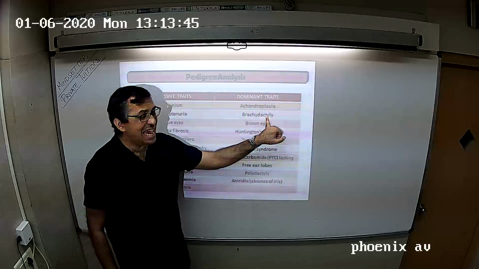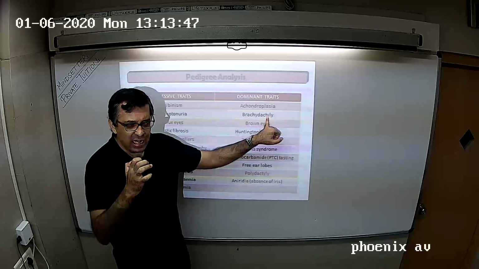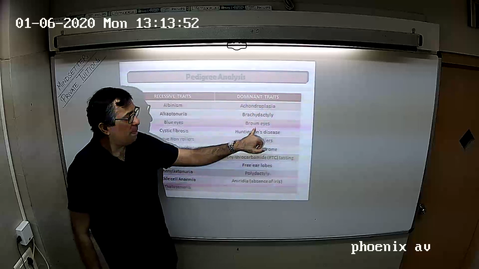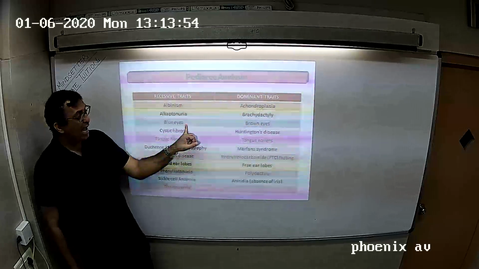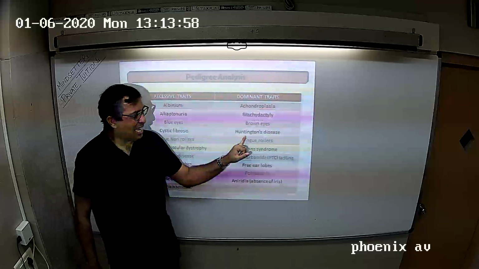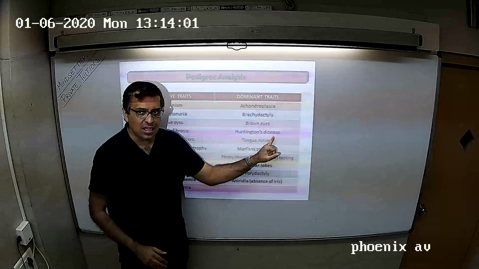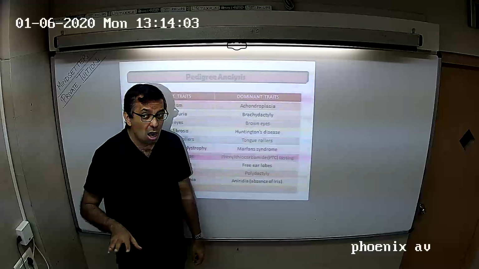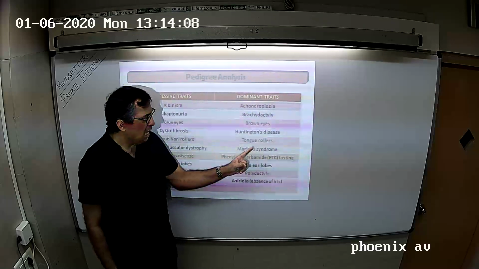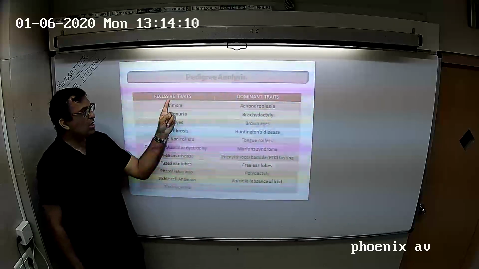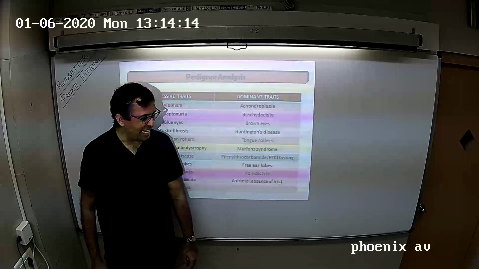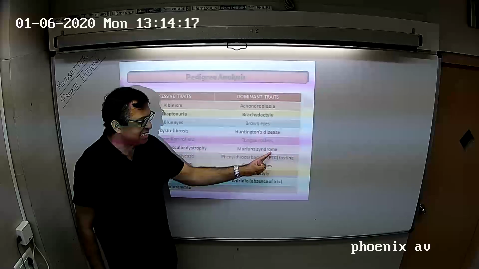You have brachydactyly. Short fingers, brachydactyly. Brown eyes is dominant over blue eyes, which are recessive. So brown eyes is dominant over blue eyes. And then you have Huntington's disease, in which a person has nervous system disorder. And you have tongue rollers. A tongue non-roller is a recessive trait. A tongue roller is a dominant trait. And you have Marfan syndrome.